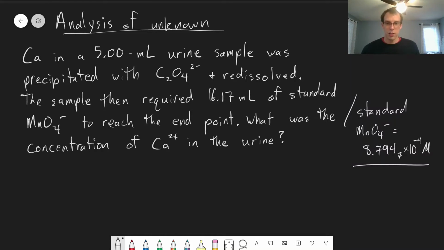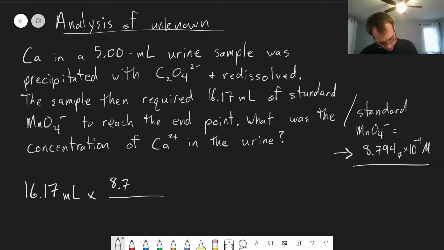We know that it took 16.17 milliliters of the standard permanganate to reach the endpoint, so let's use that as our starting point. That's the thing we measured. Let's convert that to moles of permanganate. We have our concentration over here, 8.7947 times 10 to the minus 4 moles per liter.